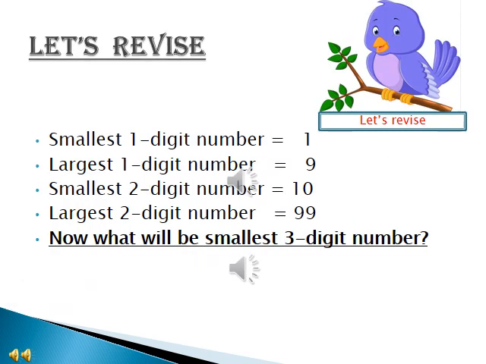Children, before starting the topic, first we'll revise some number facts. Although I cannot listen to you, you have to speak with me. Let's revise. Smallest one digit number is 1. Largest one digit number is 9. Smallest two digit number is 10. And the largest two digit number is 99. Okay, now what will be the smallest three digit number?